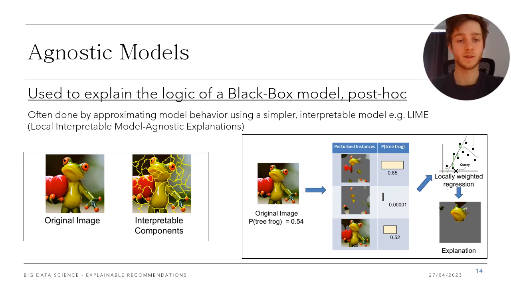Let's look at this example where we have a system that predicts if an image is a frog. We split up the image in some way into interpretable components. Then we leave out certain parts of the image and do the prediction again. This is called perturbing the data around its neighbors. And finally, we fit a regression function weighted by the proximity to the original sample. In the case of this image, we see that the head of the frog is the resulting explanation.